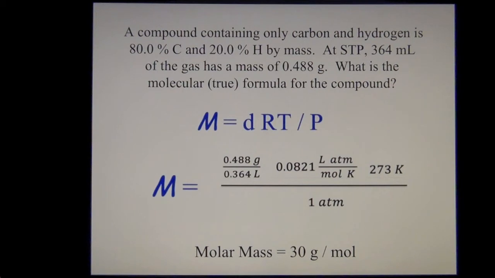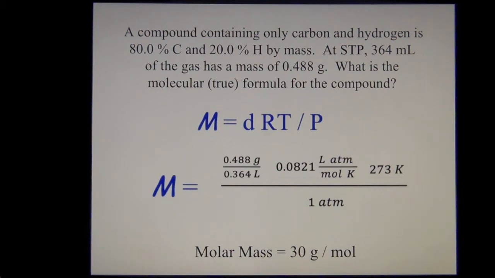How do you change milliliters to liters? You simply divide by 1,000. So if you take 364 and divide it by 1,000, you'll get 0.364. So our density here in the correct units of grams per liter will be the 0.488 divided by the 0.364. We then need our universal gas law constant, the 0.0821, which once again has specific units, in this case of liter atmospheres per mole Kelvin.